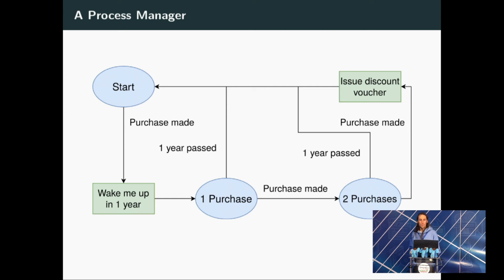It receives another purchase made event, and it transitions into the second state, 2 purchases made. If at any point that event comes back and says, well, a year's passed, it resets, goes back to the beginning. You've got to start over and make 3 more purchases. So we go back to the start. If we receive a third purchase made event before that year passed event comes back to us, we issue a discount voucher and loop back around, return to the start. That's a basic process.